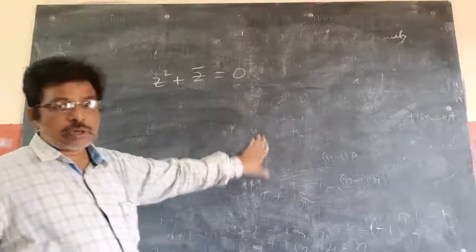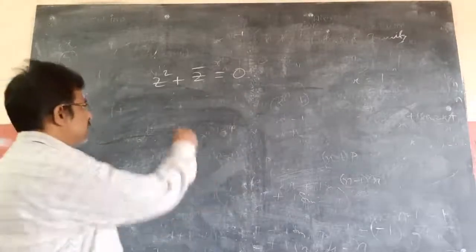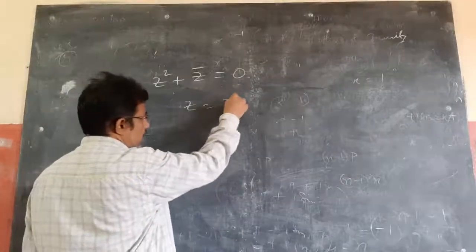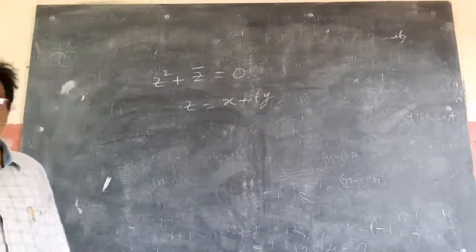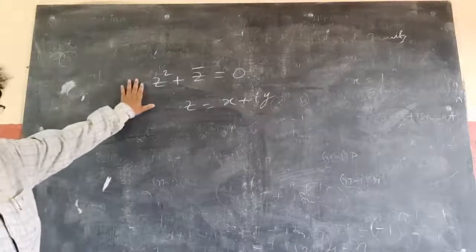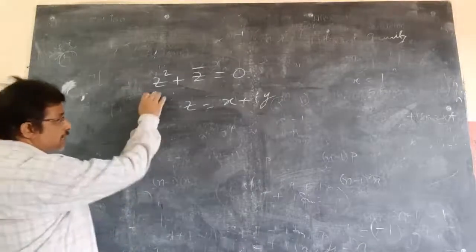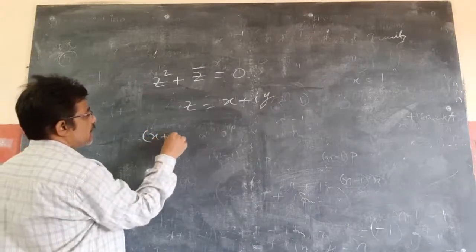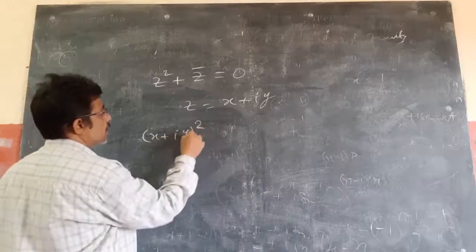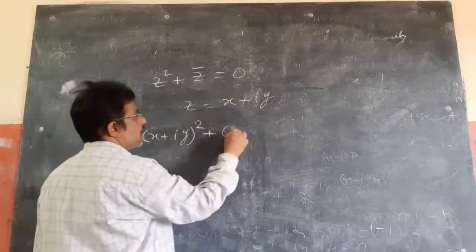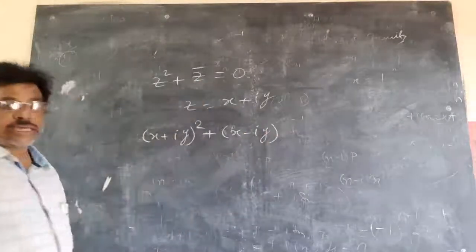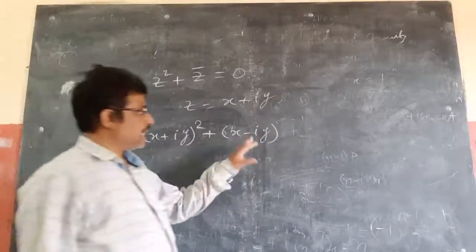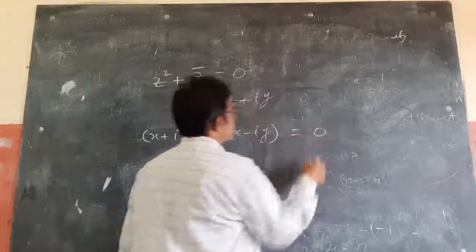Now, what is z? We know that complex number means we can take z equal to x plus iy. Substitute here. What do you get? Z square means (x plus iy) whole square, plus what is z bar? X minus iy. Z bar is conjugate of z. That is x plus iy, conjugate is x minus iy, equal to 0.